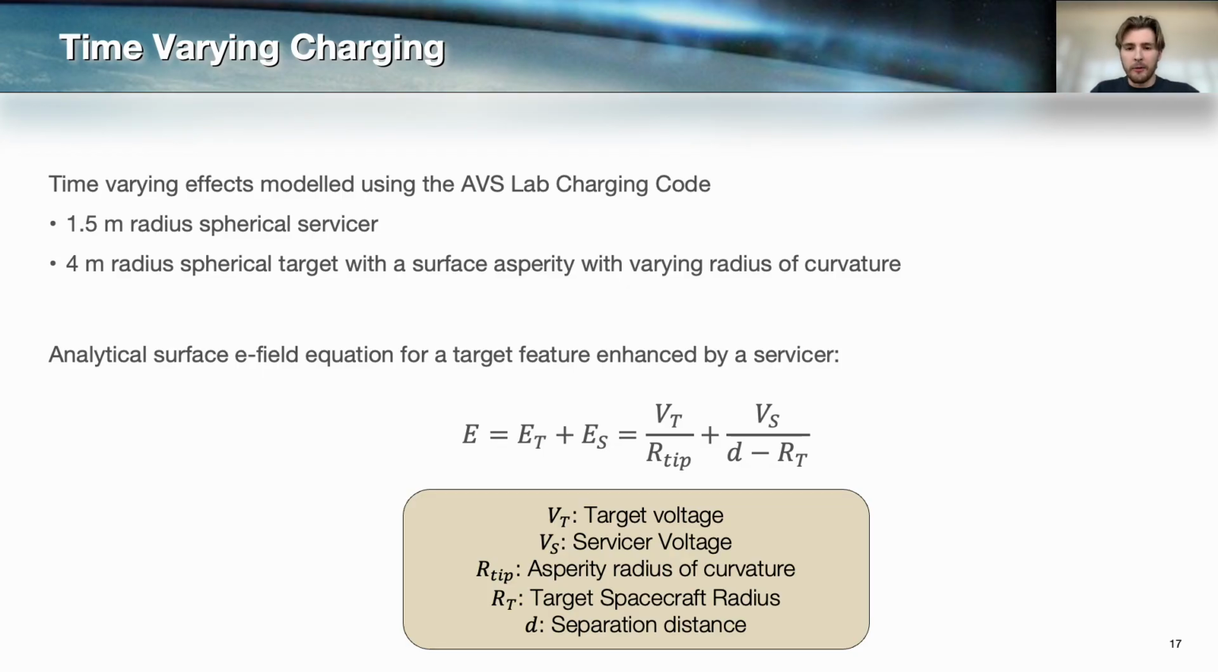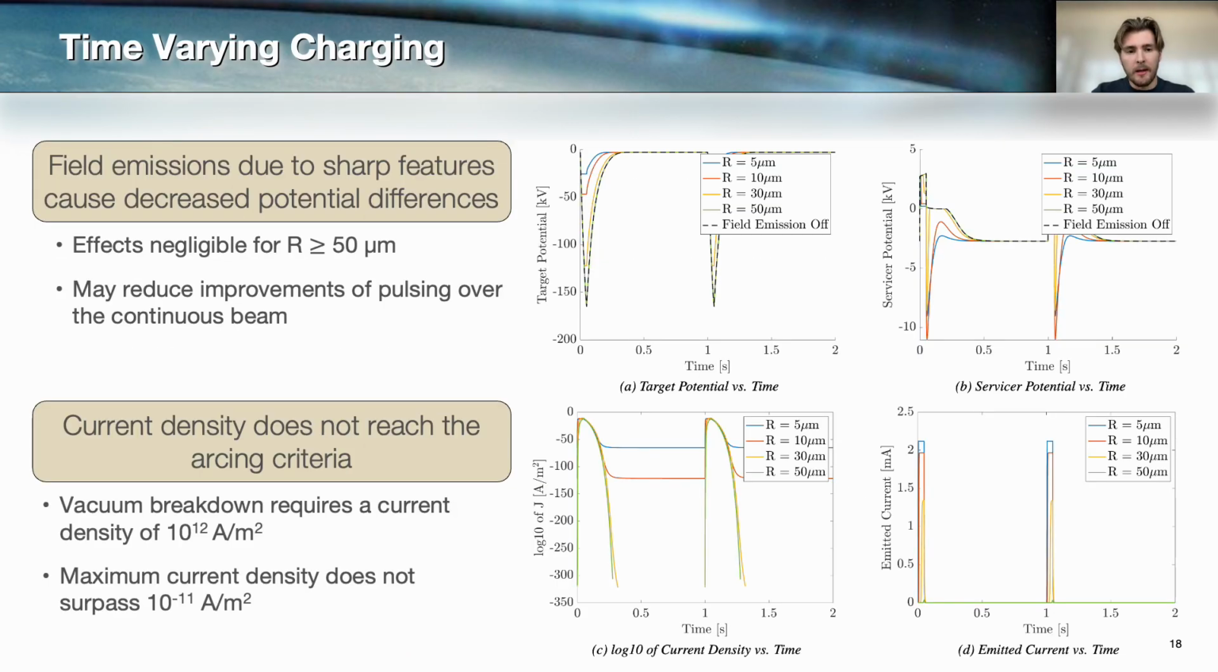Now, in this model that we've created in the in-house charging code, we use a spherical surfacer that has a radius of 1.5 meters and a 4-meter radius spherical target that has a small surface feature, and we vary the radius of that surface feature. And the surface electric field is then calculated analytically using the equation shown below, and this equation is derived in further detail in our paper. Our paper also shows that this equation matches pretty closely to the results from COMSOL. And then this surface electric field is used in conjunction with the Fowler-Nordheim equation from before to find the field emission current density. So from these simulations, we find the following time-varying results.